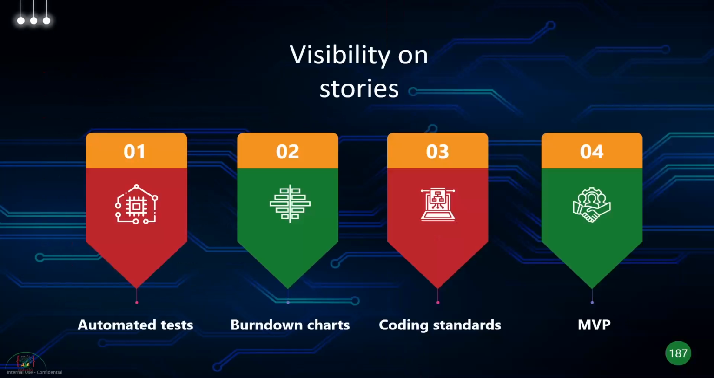The other thing is visibility on stories. How do you get more visibility on stories? One is automated testing. With the DevOps model coming in, you're doing continuous integration and continuous deployment. Automated testing is the way to go. Manual testing takes a lot of time. It's not always going to give you the right results. With automated testing, you make a change in the code, you test it immediately, you plug it into your master branch and you release it.